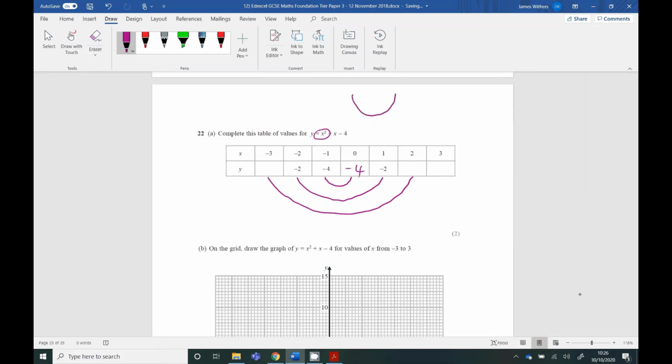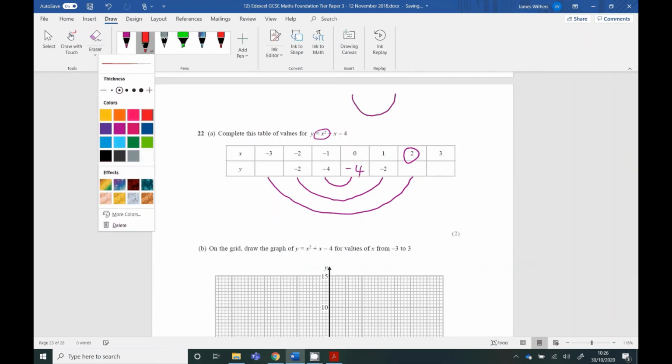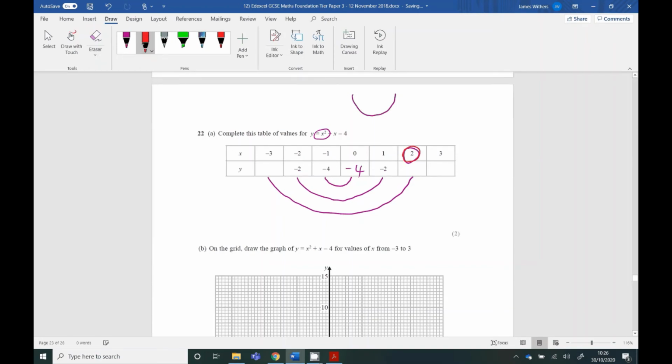Now what it does mean though, I only need to work out the 2, I don't need to work it out for the -3. So when x equals 2, let's substitute 2 into this. What will y equal? y is going to equal 2 squared plus 2 take away 4, which is 4 add 2, which is 6. 6 take away 4 is 2. So that value is 2 and that value is 2.